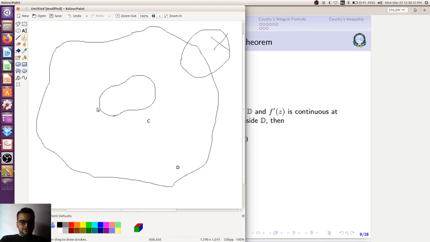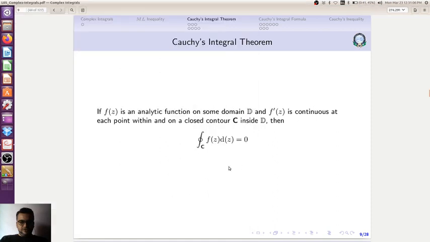Then the Cauchy integral theorem says that if this condition is satisfied, that the function is analytic everywhere inside C and also on C, then the closed loop integral of this function over this contour C will always be 0.